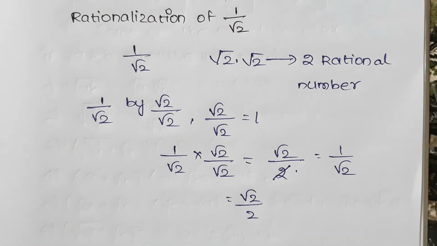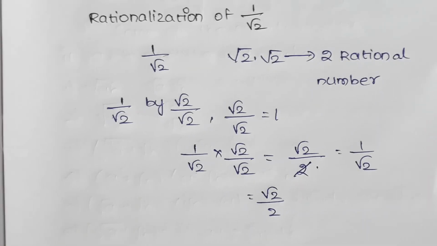In this form, it is easy to locate 1 by root 2 on the number line. It is halfway between 0 and 2. And this is the process. Now let us see some examples of the rationalization process.